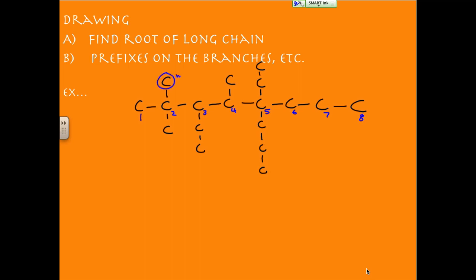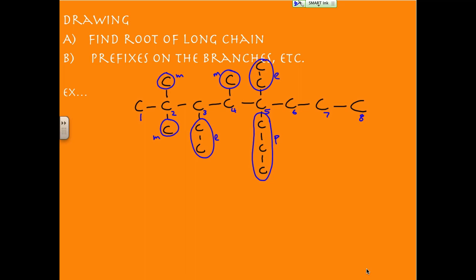This is a methyl. This is a methyl. This is an ethyl. This is a methyl. This is an ethyl. I used to have an aunt Ethyl. And this is a propyl. So alphabetical, which comes first?